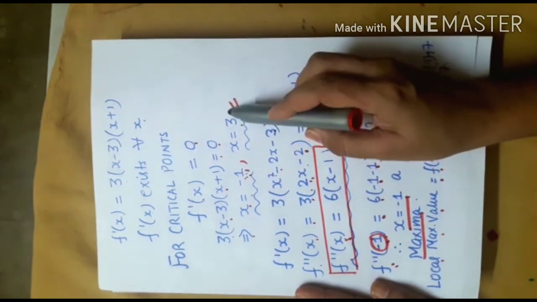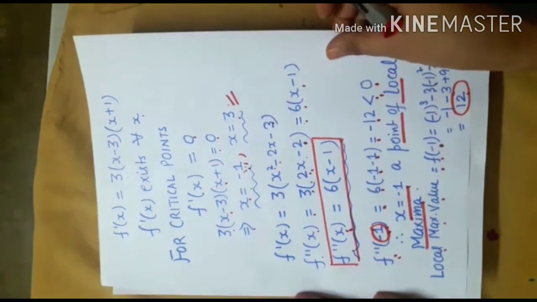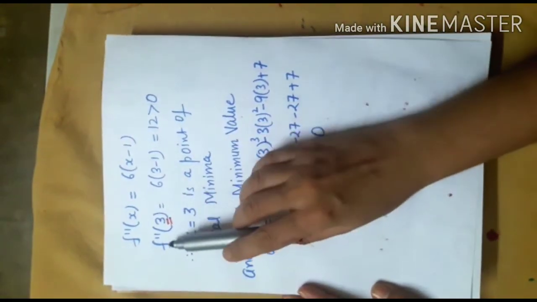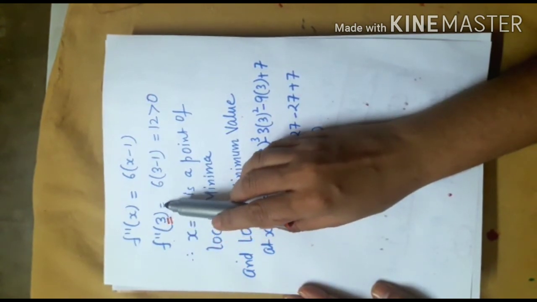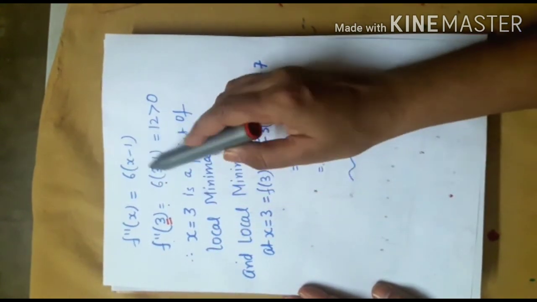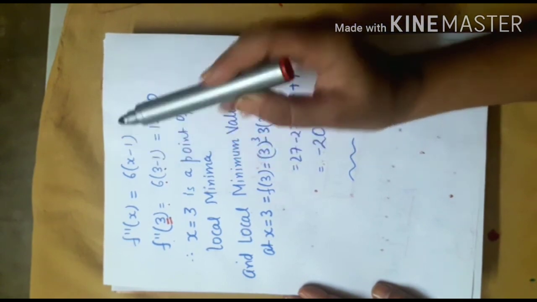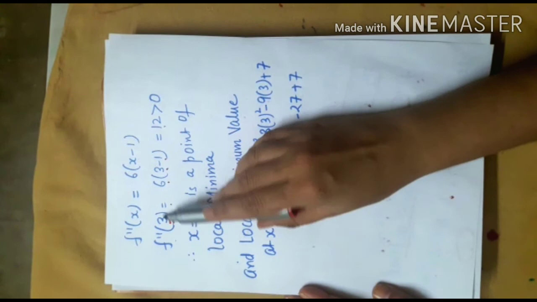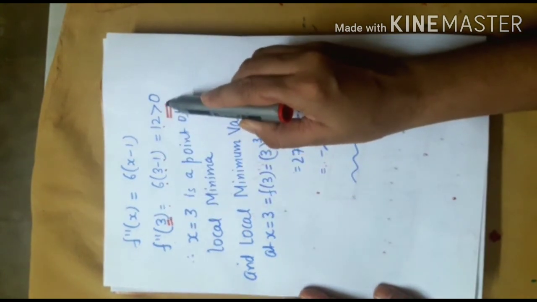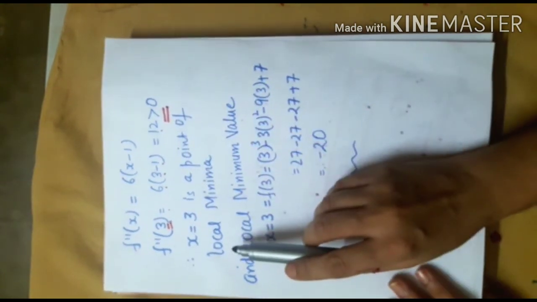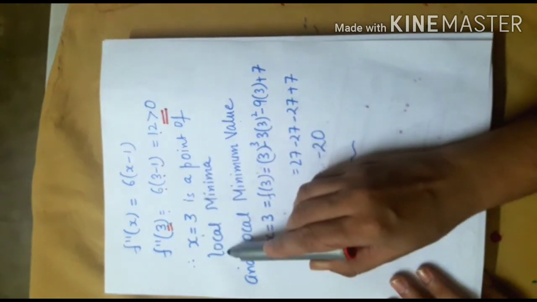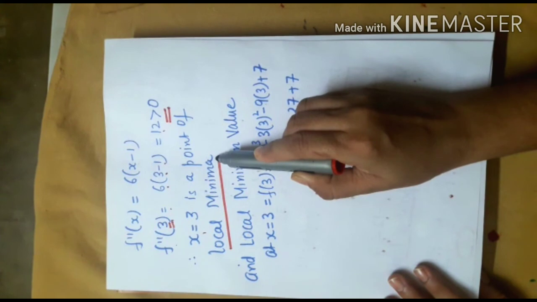Now the other critical point was x equal to 3. So let's find the value of the second order derivative at 3. So f double dash at 3 will be equal to 6 into (3 minus 1). So here I'll get 12. So the second order derivative at 3 is positive. So by the second order derivative test, x equal to 3 will be a point of local minima.